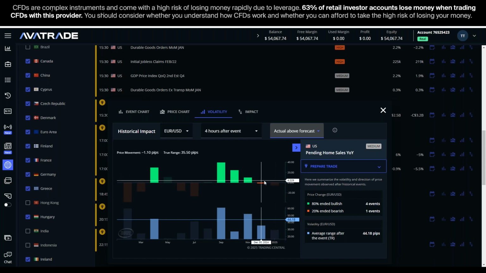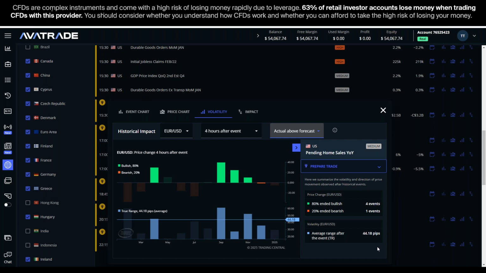And the one time that it went down, it barely went down. After 4 hours, that's the drop. Just a hair of movement down, and everything else is way up. Okay, average range movement 44 pips. Looks like almost all of that range up.